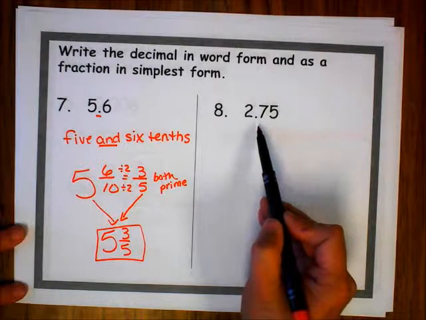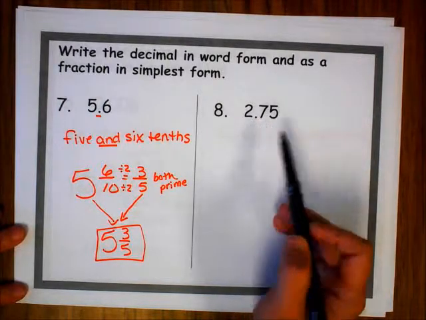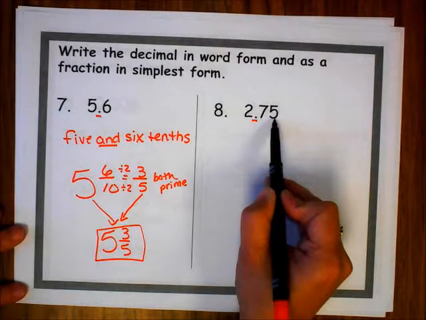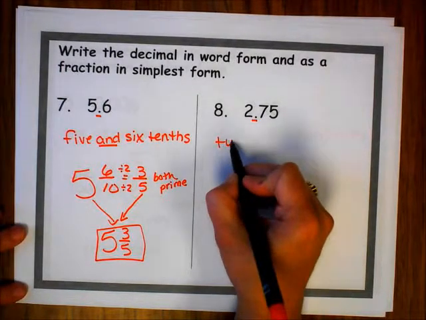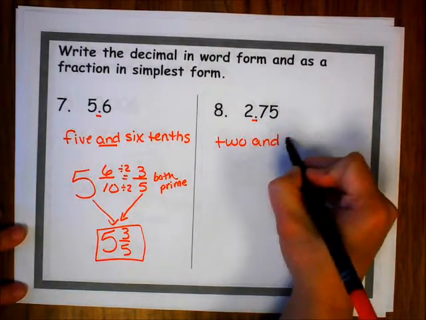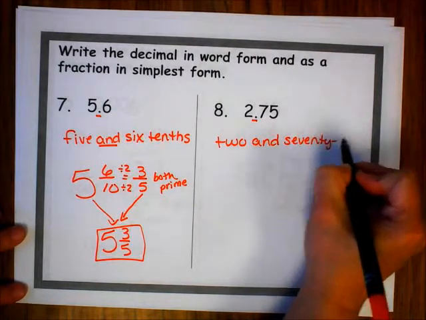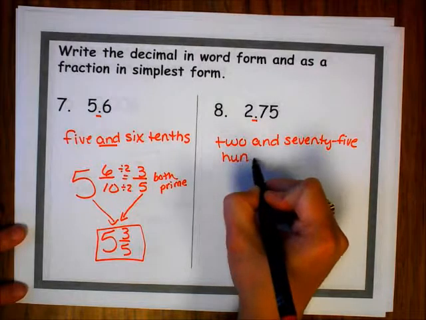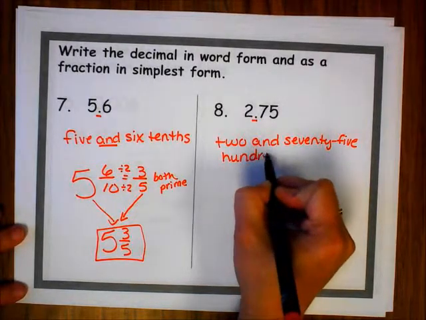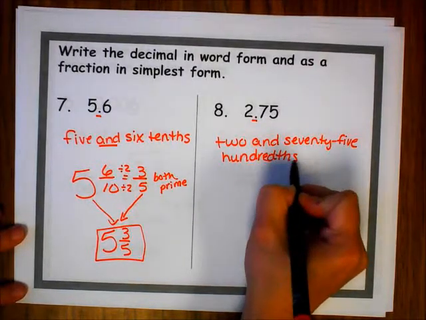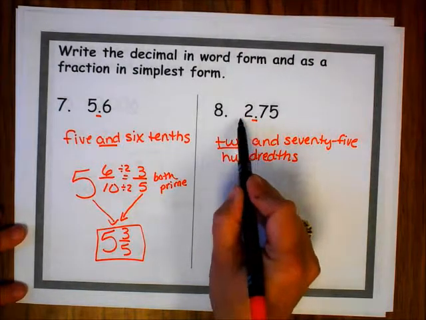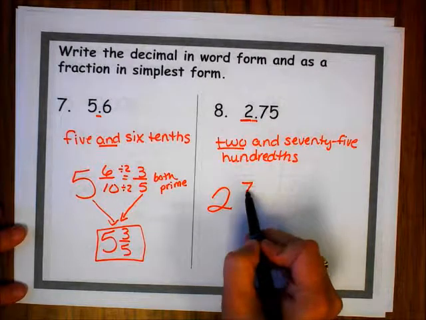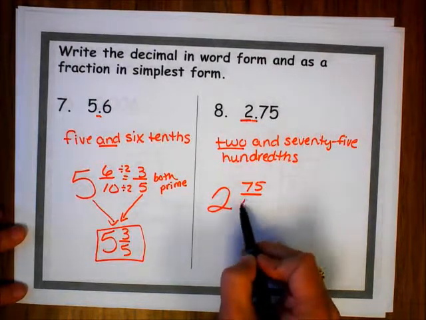Okay, let's check number 8. Number 8 says 2 and 75/100. So let's write it in words. 2 and 75/100. The 2 is going to be my whole number. And then 75/100 as a fraction is 75/100.